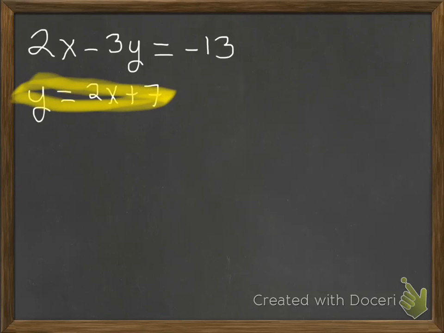Anyways, when I want to use substitution method, usually is when I have one of my equations solved for a variable. So you see the second equation solved for y. I might want to use the substitution method. So y is equal to 2x plus 7. So what I'm going to do is I'm going to replace the y in the first equation with 2x plus 7.